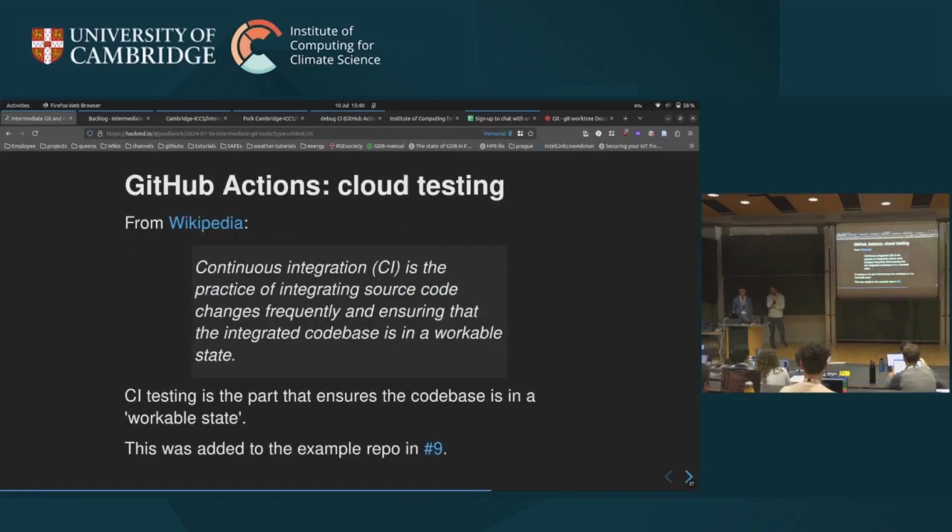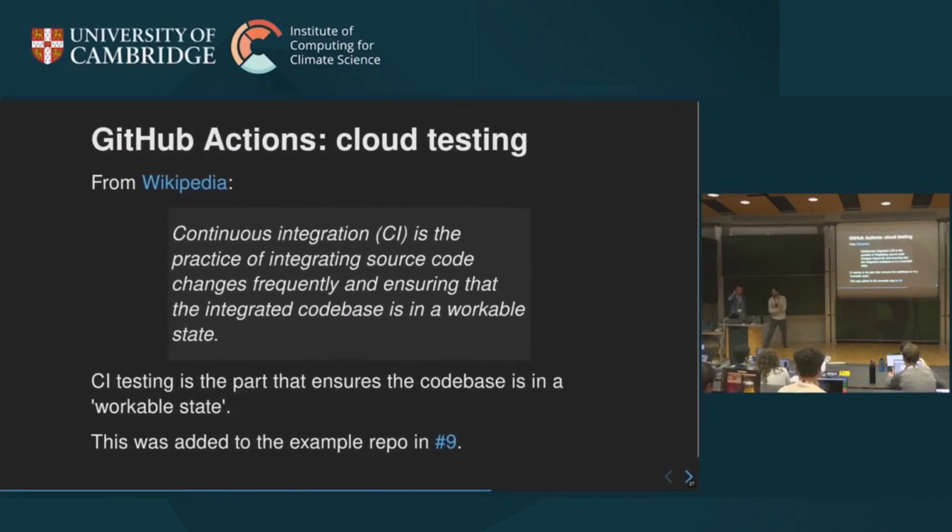We'll talk a bit about GitHub Actions. We mentioned earlier about testing. On the pull requests, there were these little ticks that we needed to have before we merged. Just to quote Wikipedia here, this continuous integration concept is the practice of integrating source code changes frequently and ensuring that the integrated code base is in a workable state. This is what Git and GitHub are all about, that we're frequently making changes. And then CI testing is the part that ensures that the code base is in a workable state. It means that we're constantly checking that all the tests that we have pass.